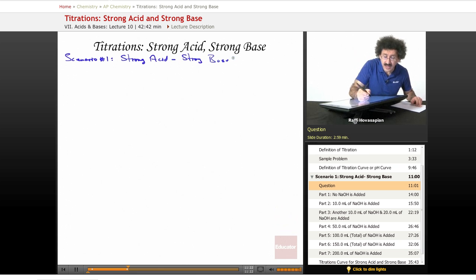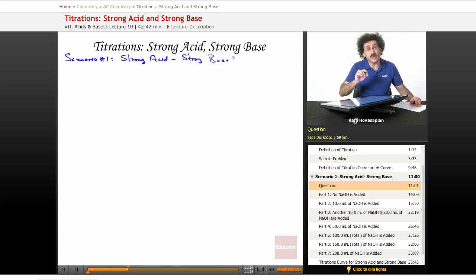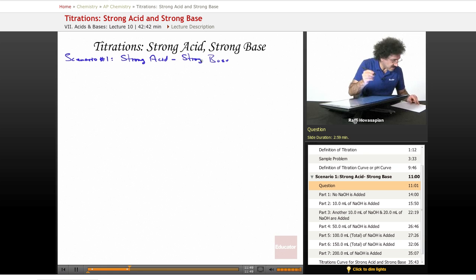What that means is that I have either a strong acid solution to which I'm adding strong base and discovering what the pH is along each addition, or it's the other way around. I have a strong base to which I'm adding a strong acid and, again, calculating the pH as we proceed along the titration. So in this case, we're going to add base to a strong acid solution. So strong acid, strong base.